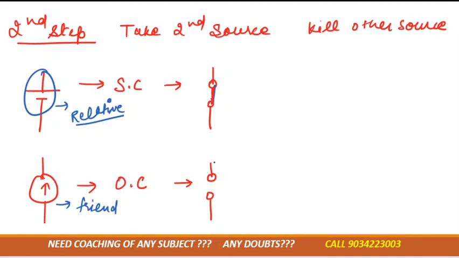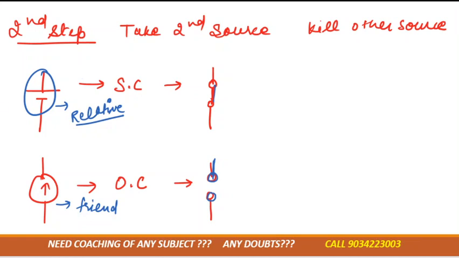Tell me, in that case, what will you do? Open the door or shut the door when your friend is coming? Open the door, so that's why I opened the door. Okay, voltage source is your relative, so you shut the door, and current source is your friend, so you open the door. So you can remember it like that. Clear?